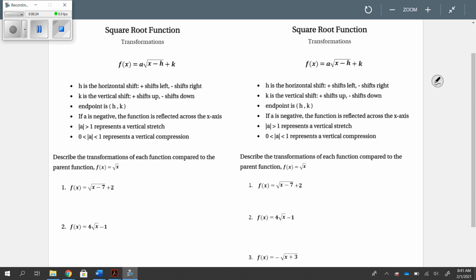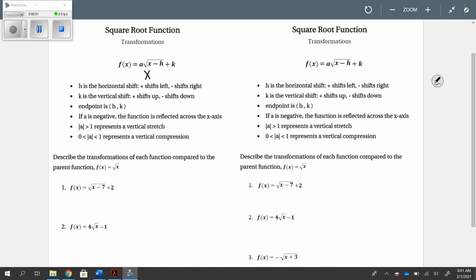So we see the formula f of x equals a on the outside, then the square root of x minus h, and then on the outside plus k. It's all the same letters, a, h, and k. Those should look familiar. It's just written in a different type of formula. And then it says h is the horizontal shift, plus shifts left. Remember, anything inside tells a lie. I used to say inside parentheses, but think about it as inside anything, because this isn't parentheses. Anything inside tells a lie.